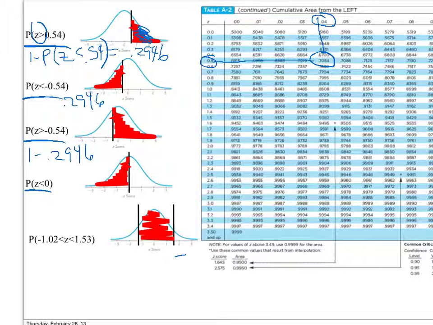What about the probability that z is less than 0? Well, 0 is the mean of the standard normal distribution, and exactly half of the area is to the left of that mean, and exactly half of the area is to the right of that mean. So the probability that z is less than 0 is 0.5.